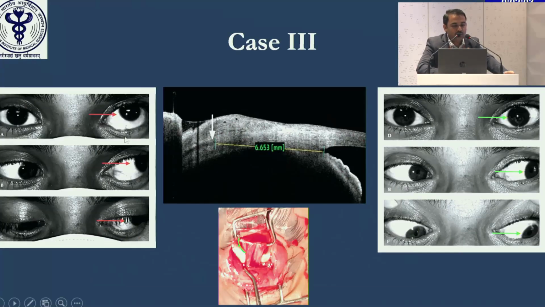So this is one more patient. You can see the left eye hypertropia because of trauma. There is a lid notching here. In the left eye version, you can see hypertropia is there and infraduction is impaired. The inferior rectus function is impaired. So if you do the OCT, you can see the muscle.